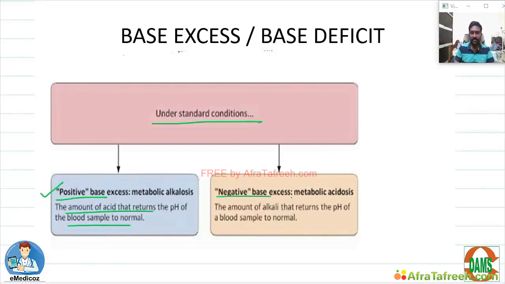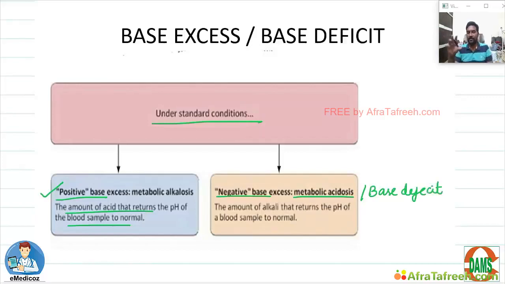Negative base excess means there is no base excess, so there might be less base. This phenomenon is also called base deficit. So for your exam, base deficit is important. Base excess means there is excess base, so it is a metabolic alkalosis. Whenever there is excess base, you should add some acid so that pH will come back to normal.